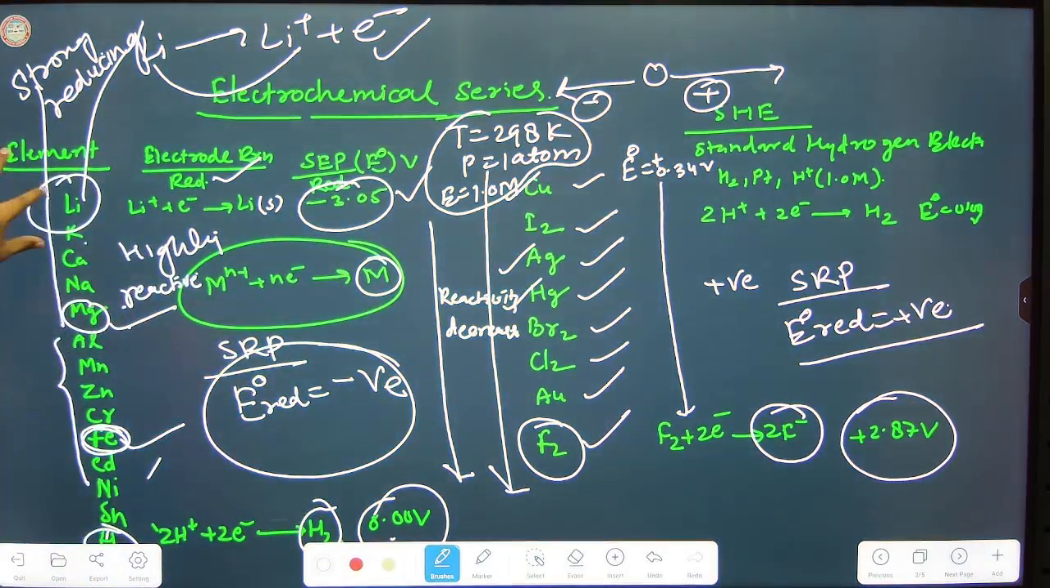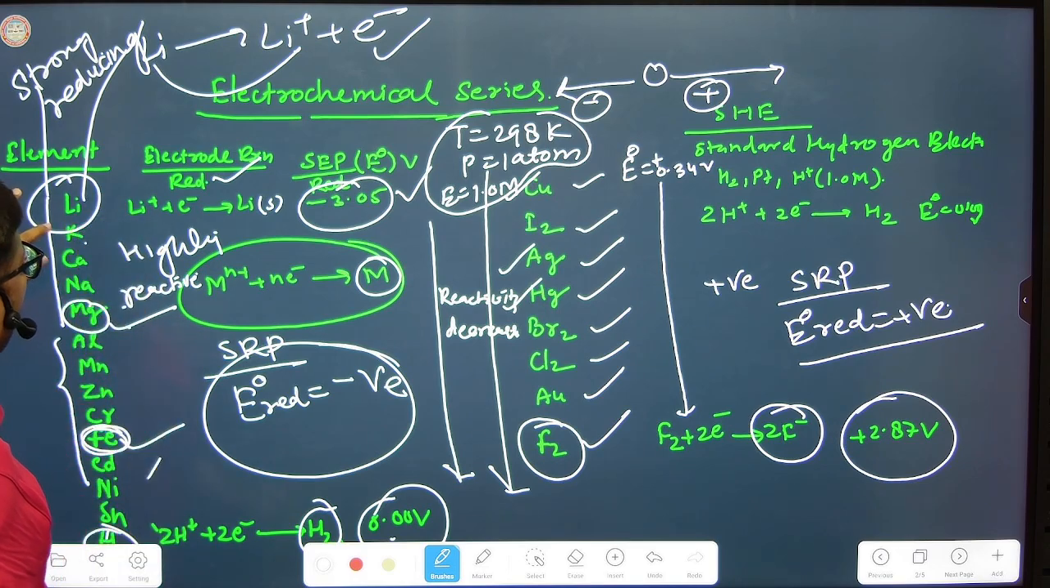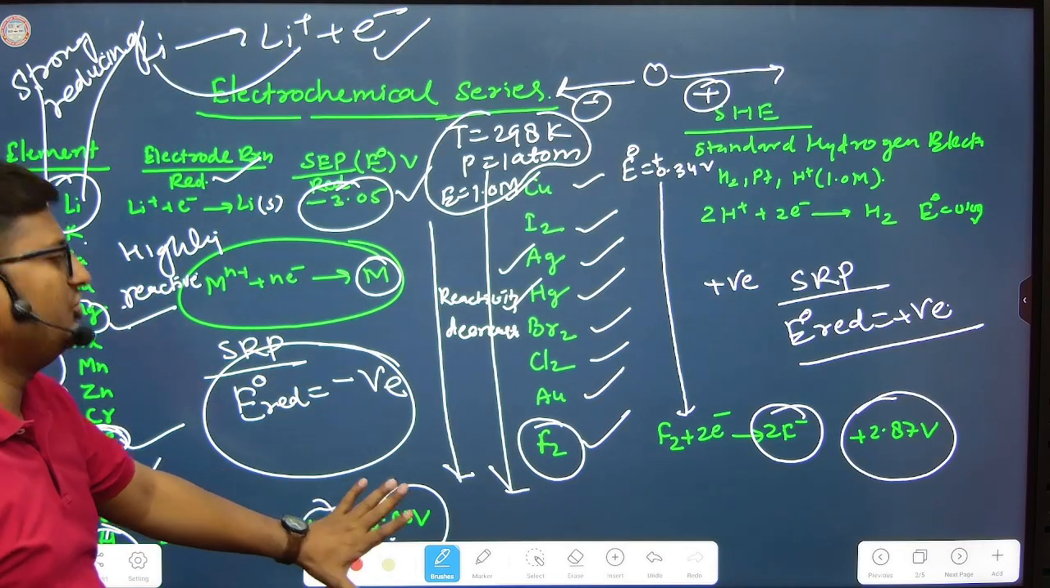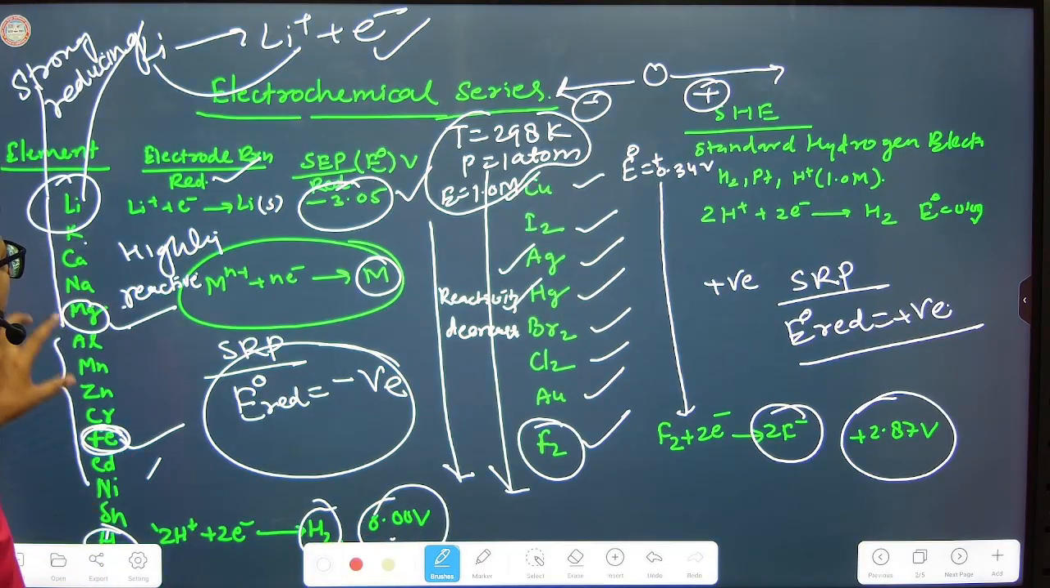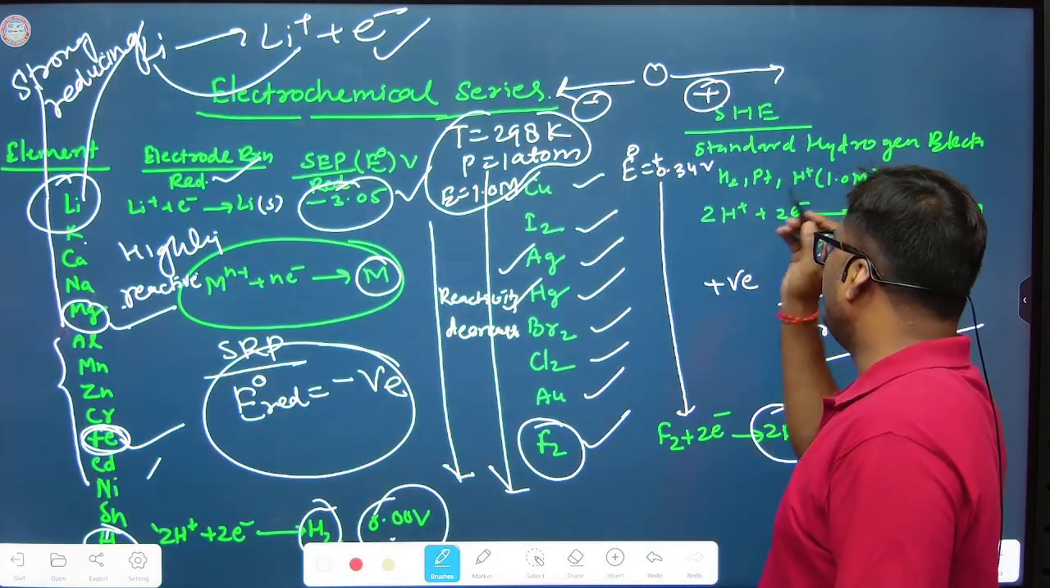So from lithium onwards, reducing character decreases. It means this is the most strong reducing agent, and accordingly the negative potential changes and approaches towards zero. This is tin, and then you have hydrogen. So they are reducing, but less reducing compared to lithium. But after hydrogen, what happens? They all have positive standard reduction potential, right?